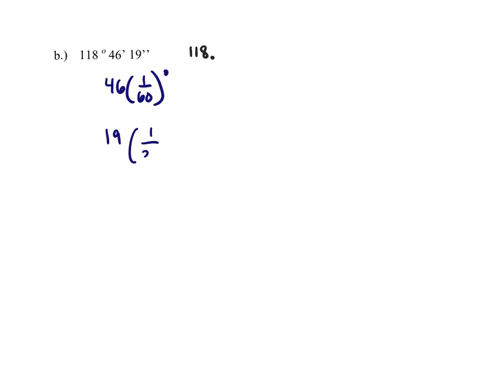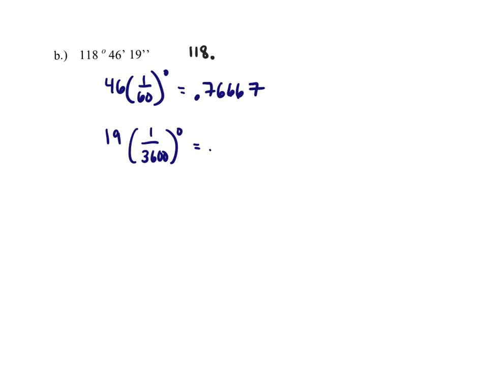Same thing for this one, 118 degrees, 46 minutes, and 19 seconds. I know this is going to be 118 point something degrees. So I'll take the 46 times 1/60th, and I'll take the 19 times 1/3600th. And that will give me the minutes and seconds in degree form. So 46 times 1/60th is going to be 0.76 repeating. So let's just go 0.7666 and then a 7.